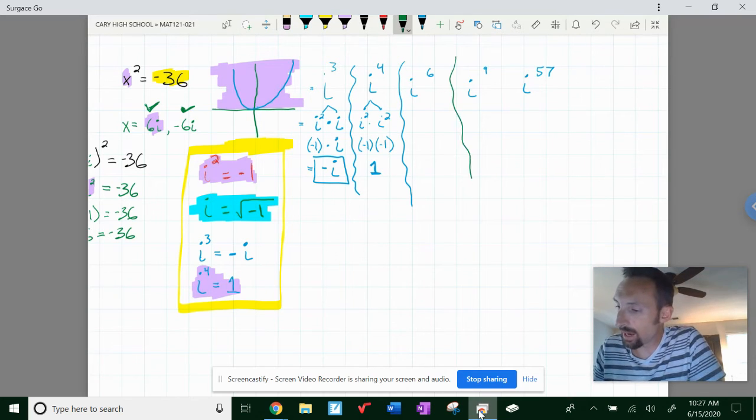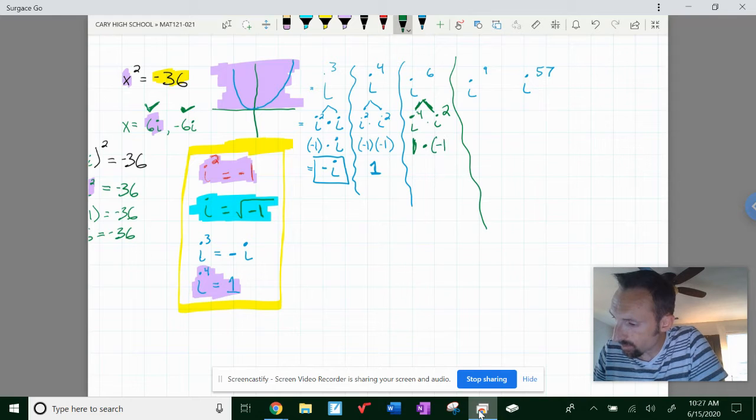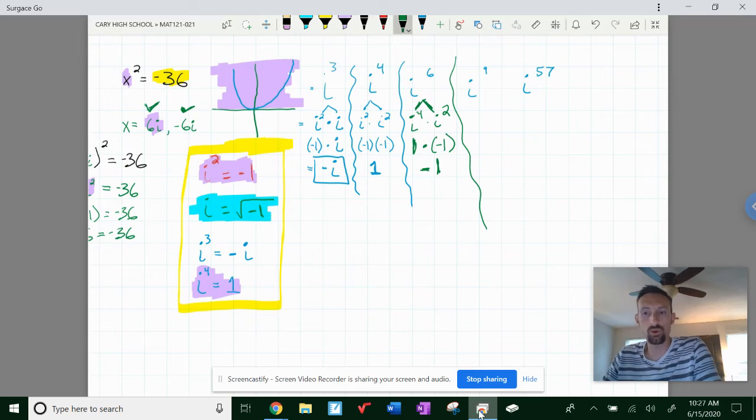And so I like that. And so whenever I can, I'm going to use that. And so i to the 6th is going to be i to the 4th times i squared. And so i to the 4th is 1, and i squared is -1. And so i to the 6th is -1.